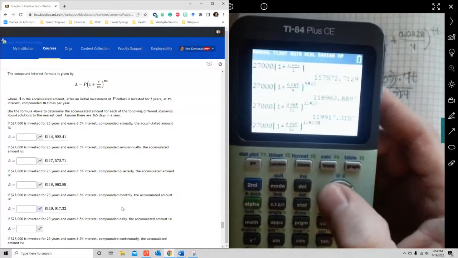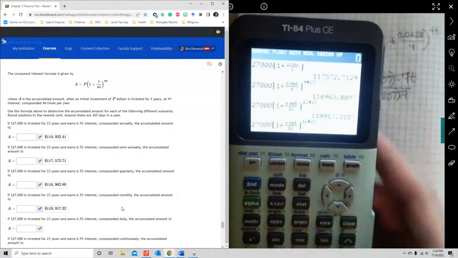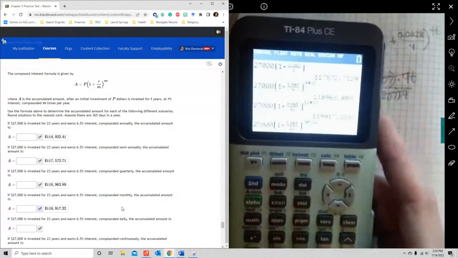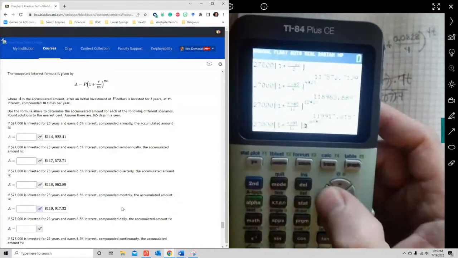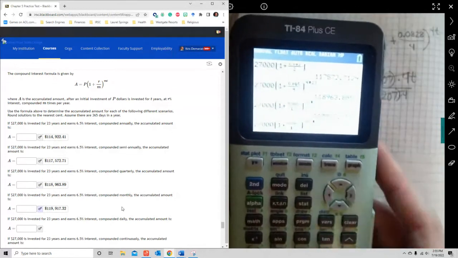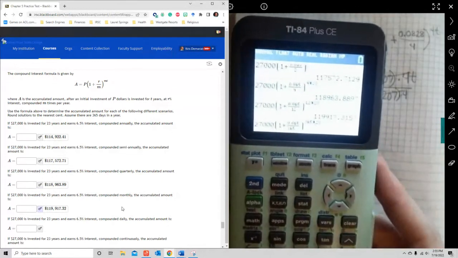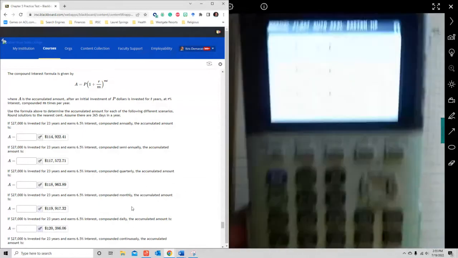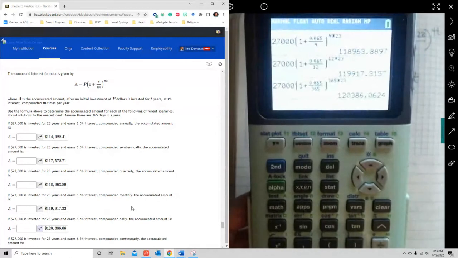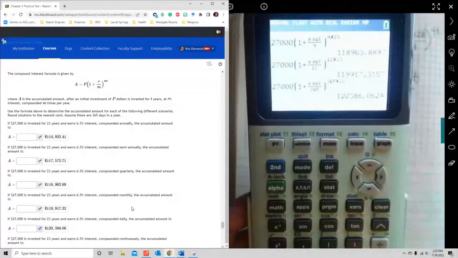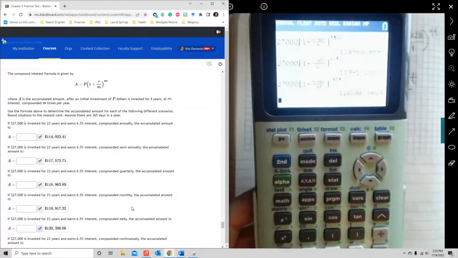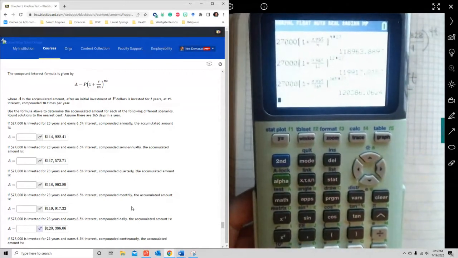Rather than putting all that junk in there again, I'm going to go ahead and change that to 365. And then I have my answer. I love it. This is really working out really easy, because I already have everything in there. All I'm doing is changing how many times it's getting compounded.